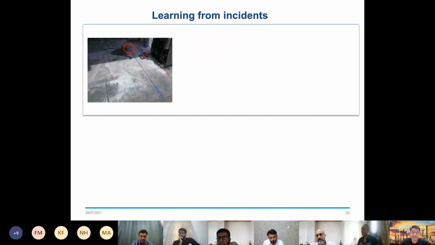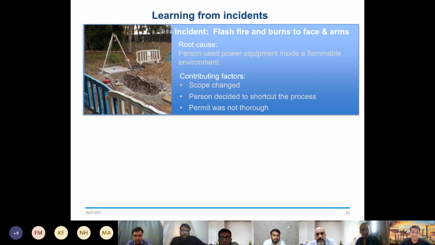All right. And we talk about flash fire, burns to arms. If you use fire retardant clothing, I don't think you're going to have burns to arms. Correct? It's a full clothing cover, right?